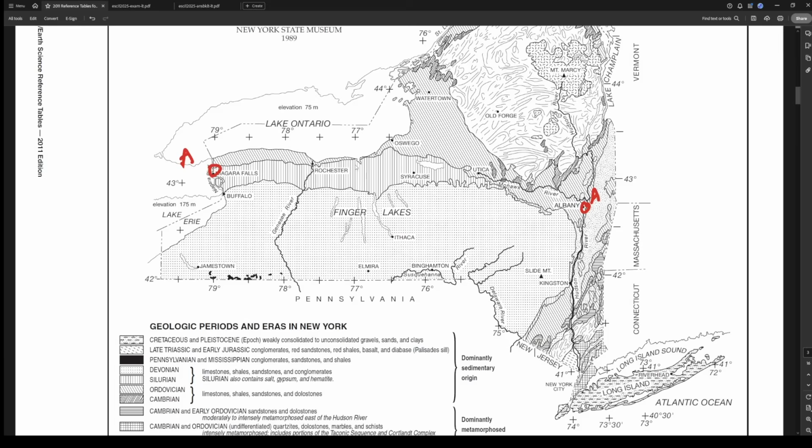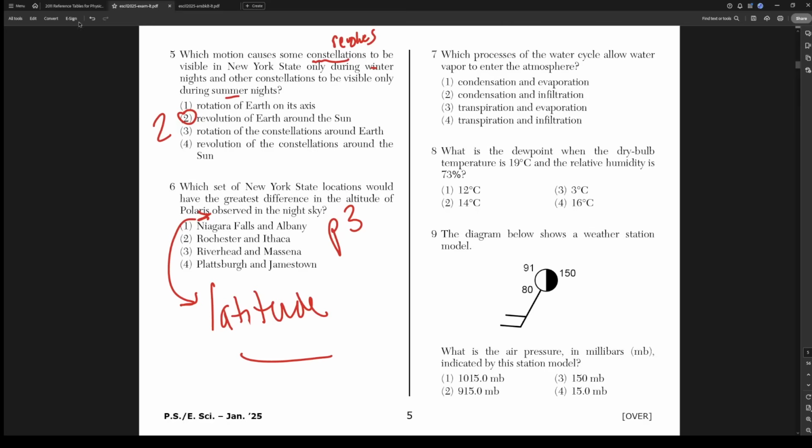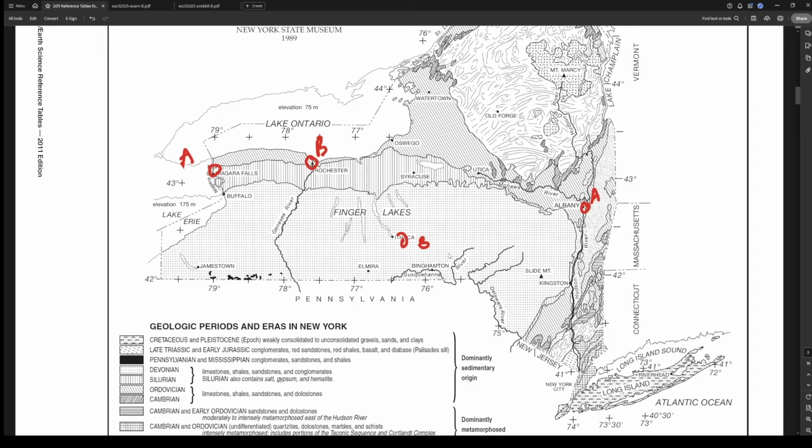Rochester and Ithaca, so we got Rochester here and Ithaca here. So this is going to be B. There's a little bit of separation there, so that could be an answer. We're going to check them all. C is going to be Riverhead and Messina. So Riverhead is down here, and Messina is, if we could find Messina.